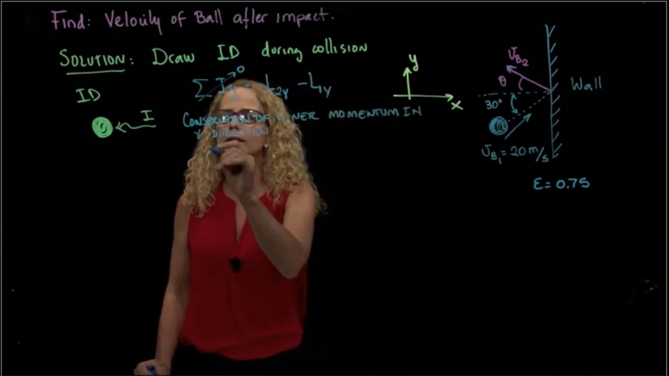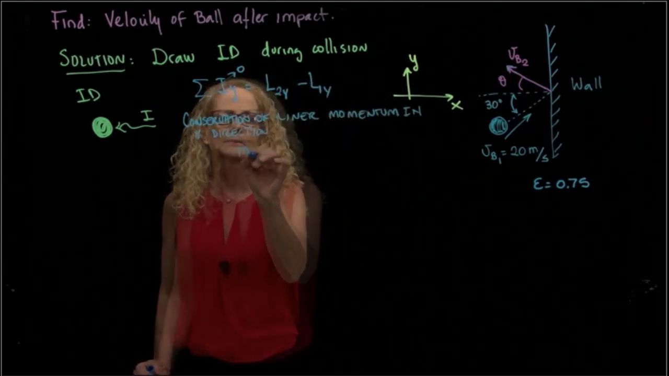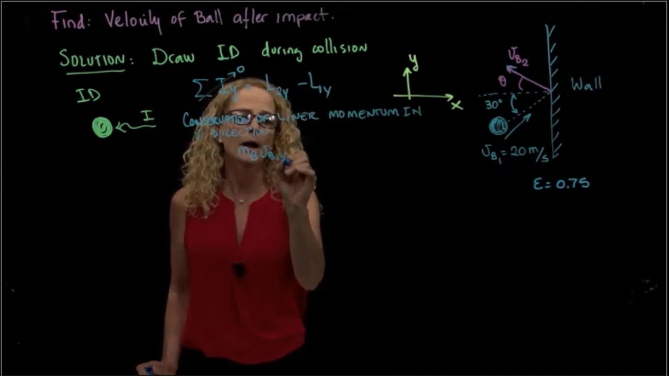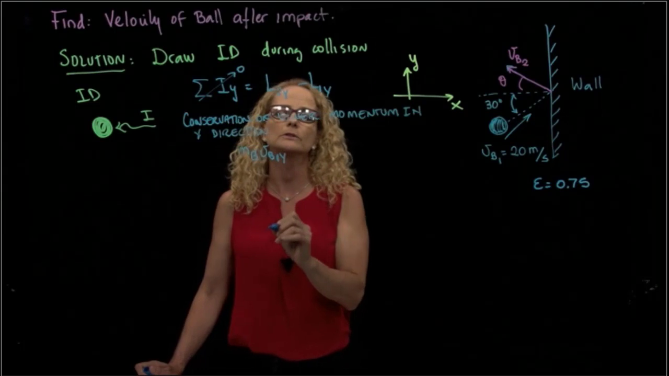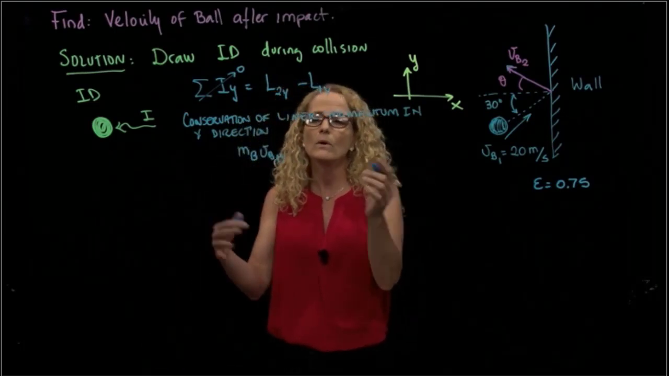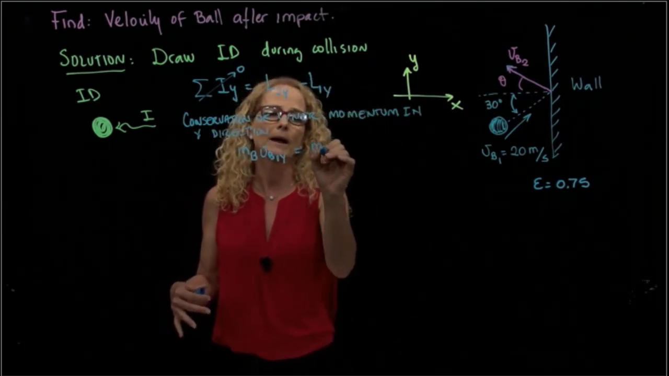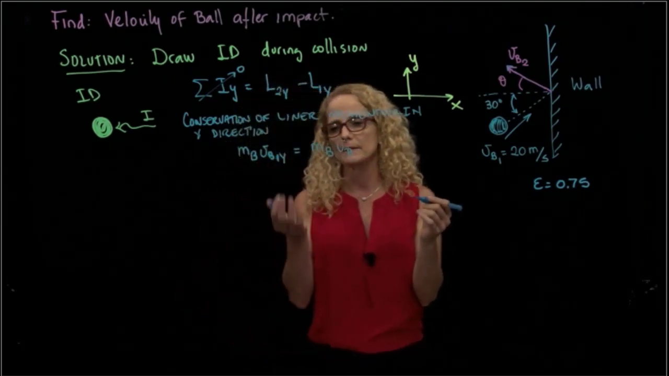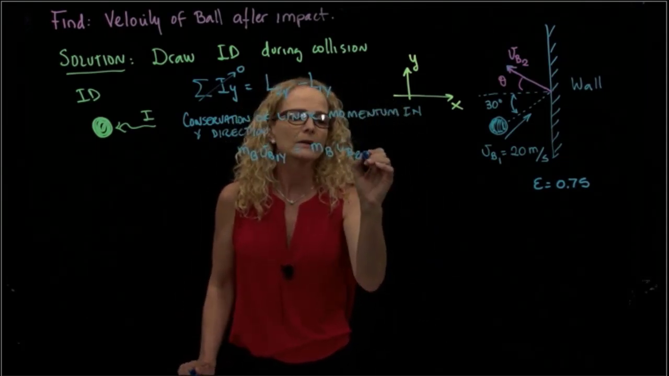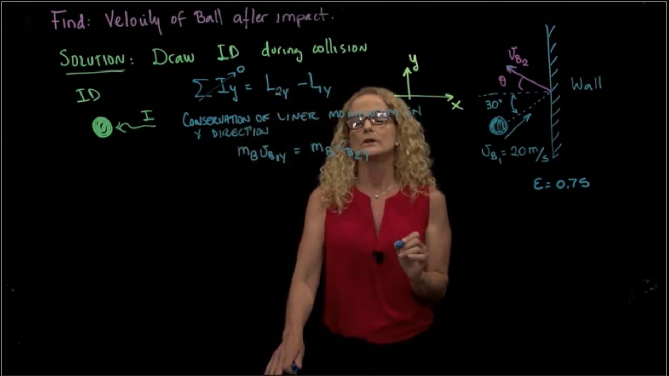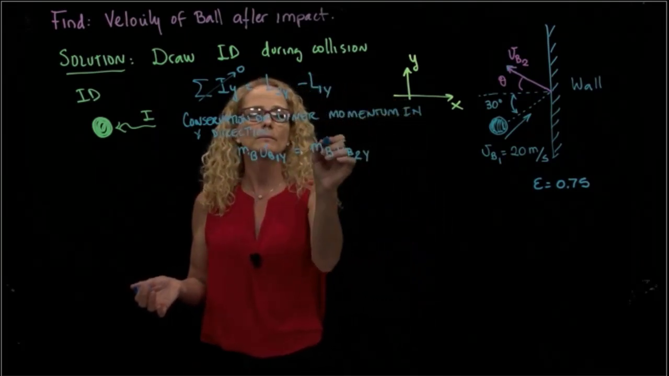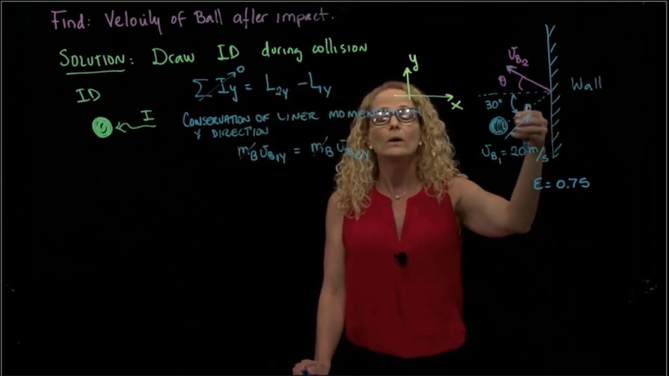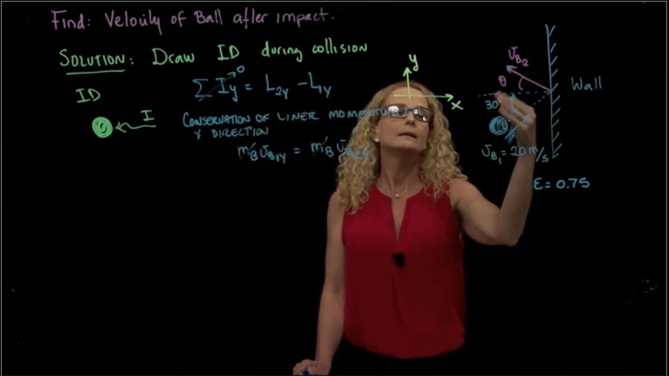So we can write that the mass of the ball times the velocity in the y direction in the initial position, and since I have only one ball, it will be equal to the mass of the ball times the velocity of the ball in the second position in the y direction. So mass goes with mass, and then we just say that the velocities are equal before and after the collision in the y direction.